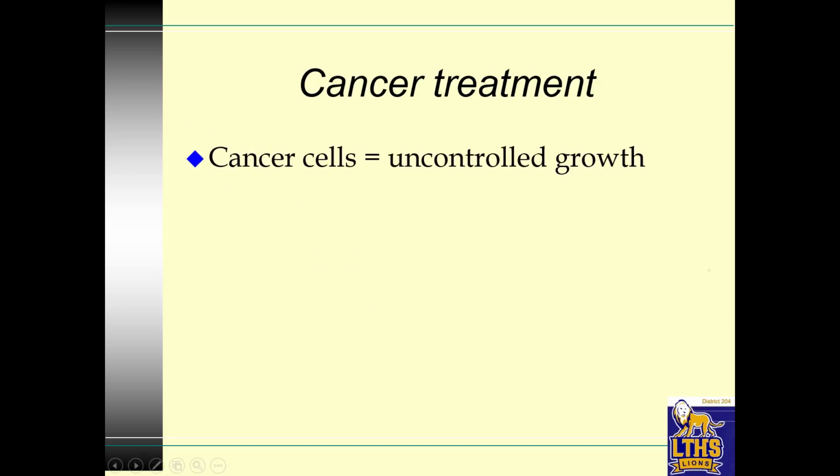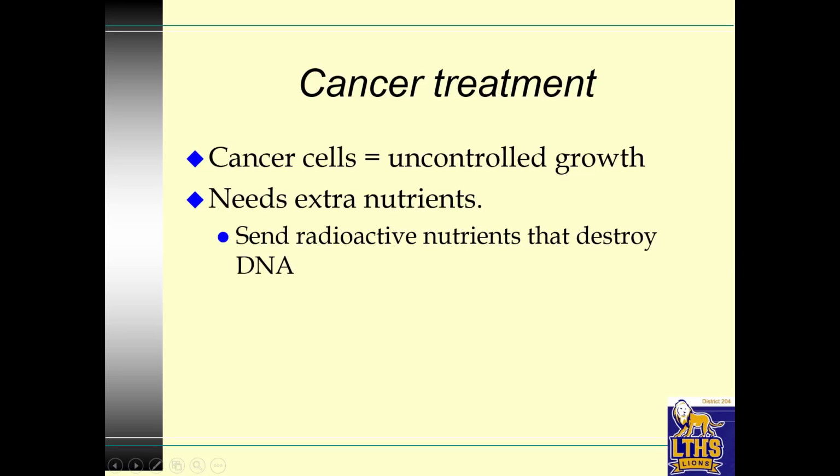Cancer treatment. Cancer cells are cells that are growing uncontrollably. That's bad. So you don't want your stomach to keep making stomach cells inside your body. You want it to only make stomach cells in the stomach area. So what happens is these cancer cells need extra nutrients. They absorb extra nutrients. So we send radioactive nutrients that destroy the DNA in those cells.